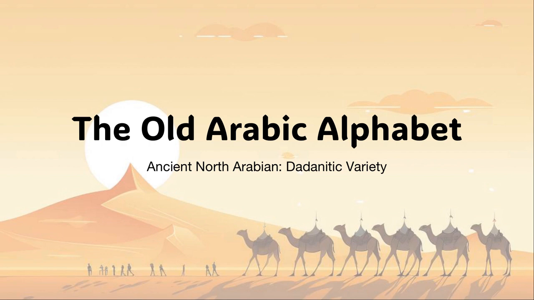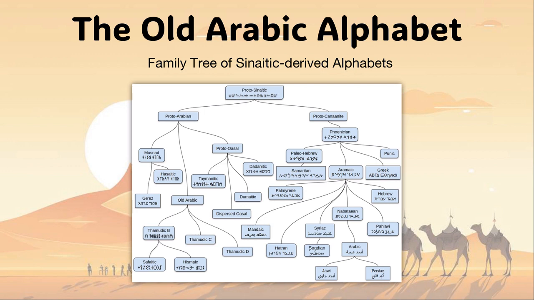This video will be the first part in a multi-part series of videos on the Old Arabic alphabet, commonly known in the literature as Ancient North Arabian. This alphabet forms a sub-branch of the Arabian branch of the Sinaitic derived alphabets and consists of multiple varieties, as you can see here in the tree.